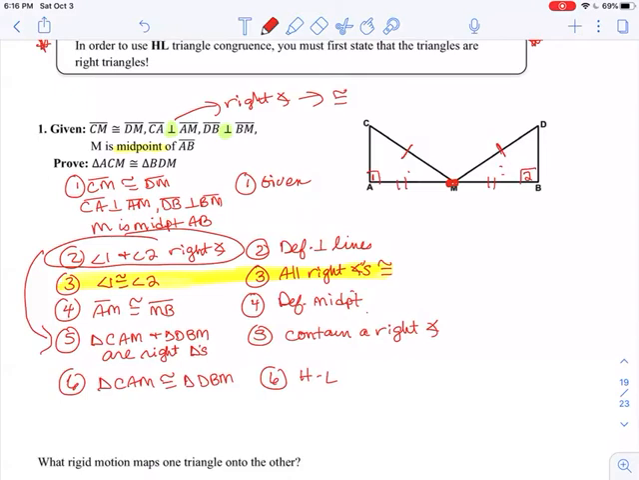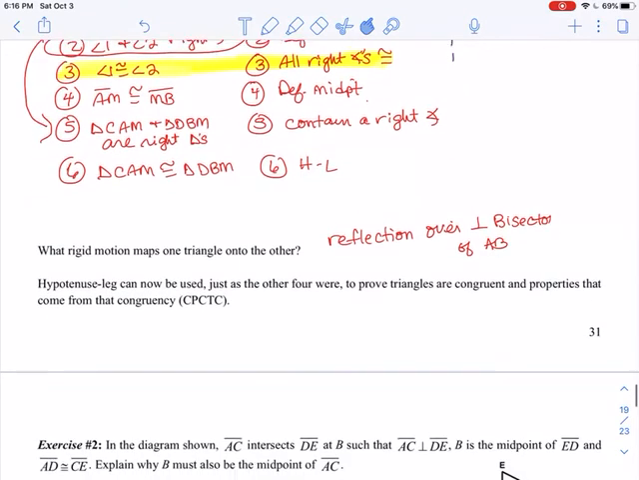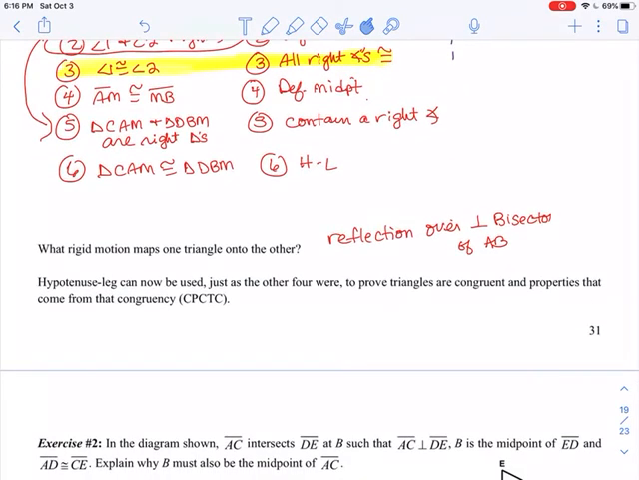Okay, what rigid motion maps one triangle onto the other triangle? I would say reflection over the perpendicular bisector of AB. If I had the perpendicular bisector, this line right here, I flipped triangle CAM, I reflected it over, and it would land on triangle DBM. So that is the rigid motion that maps one triangle onto the other.